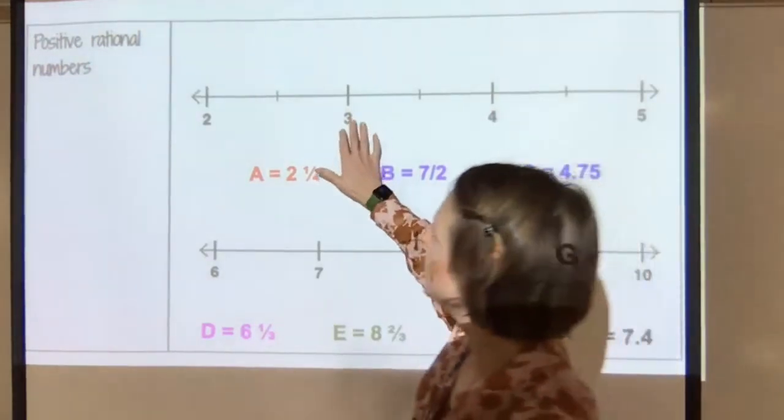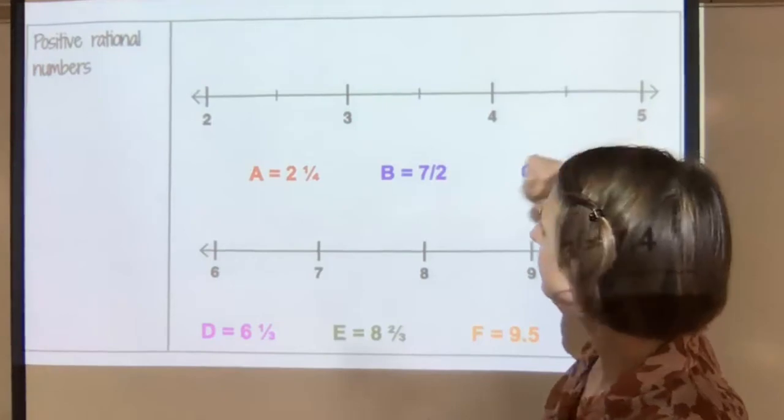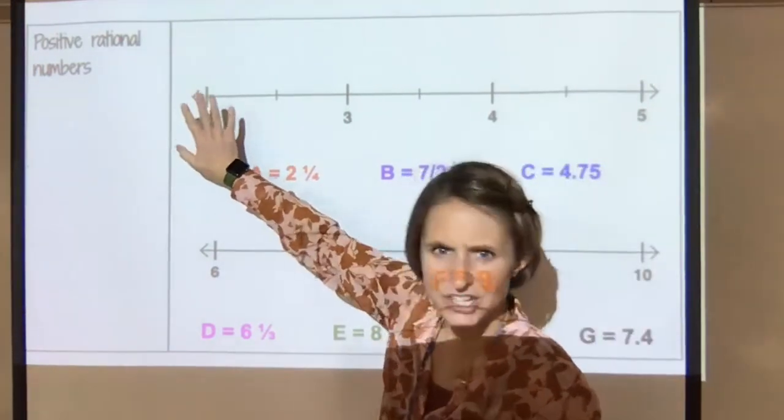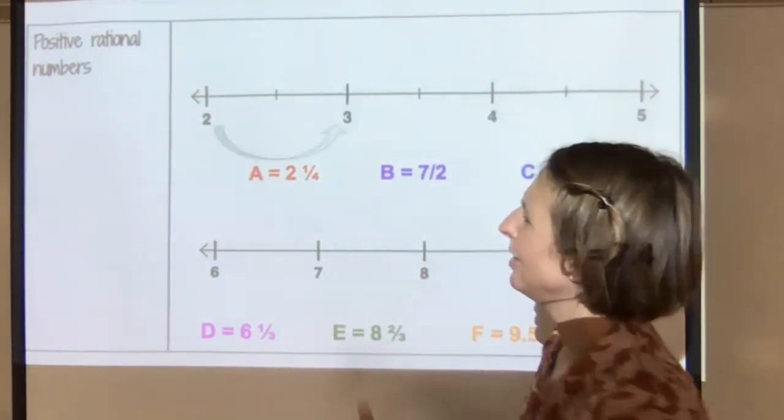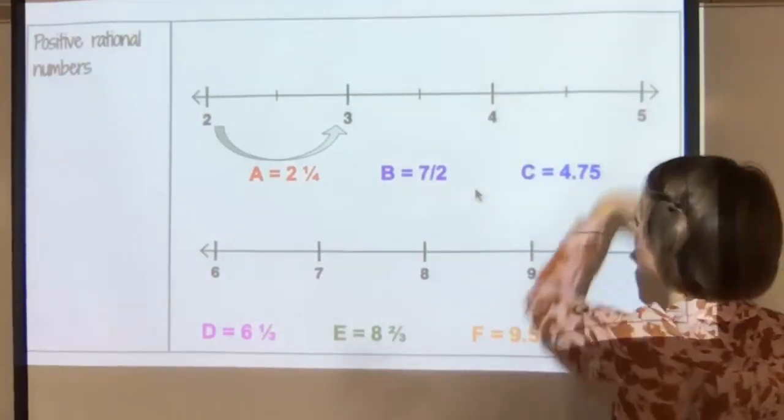So looking at our first one here, we have 2, 3, 4, and 5. My whole, I can just find a whole here, and I'll pick any whole. I can go from 2 to 3, another whole would be from 3 to 4, another whole would be from 4 to 5.